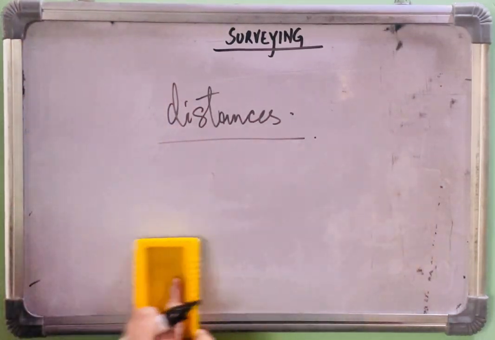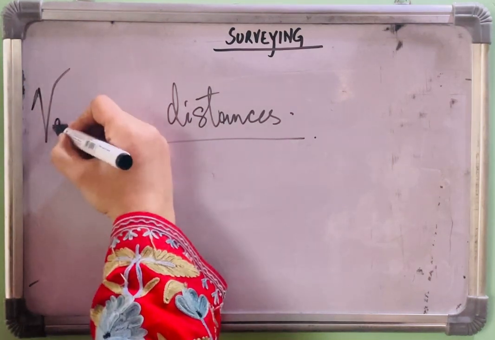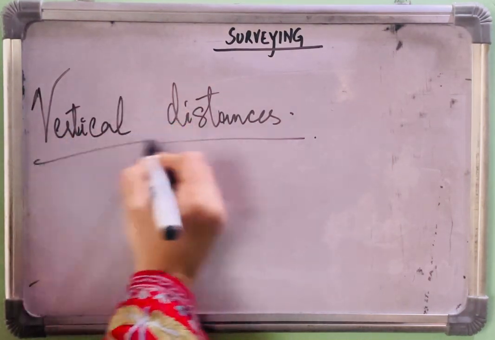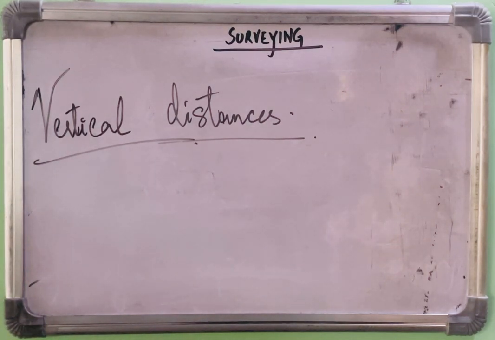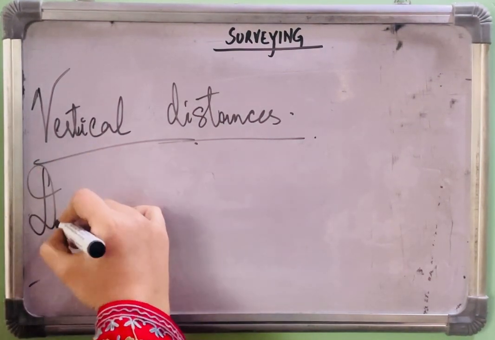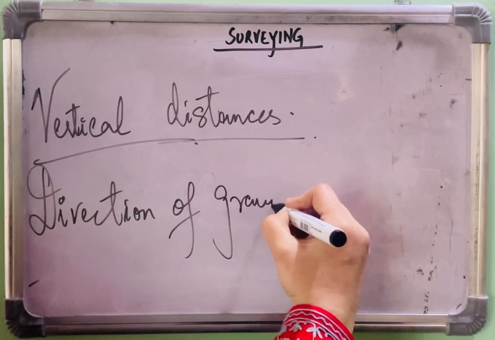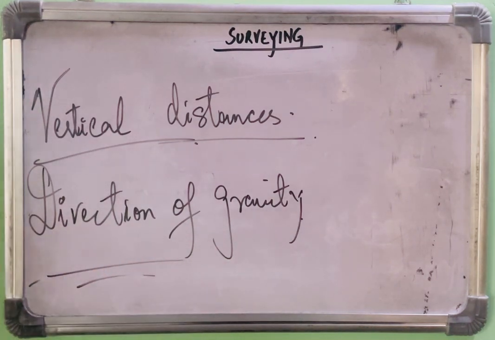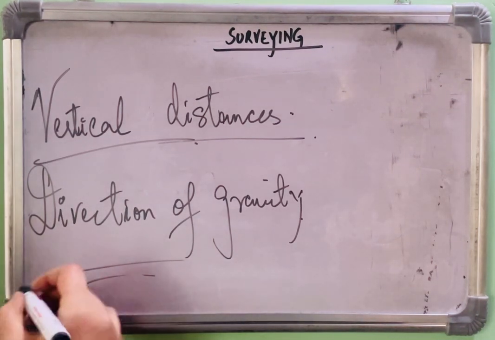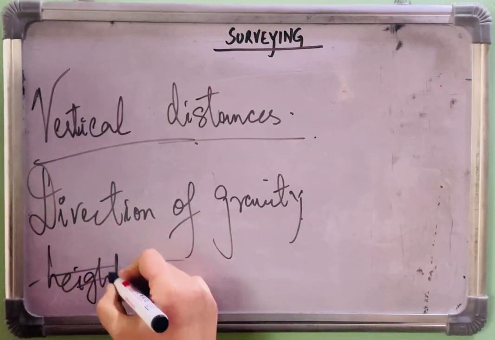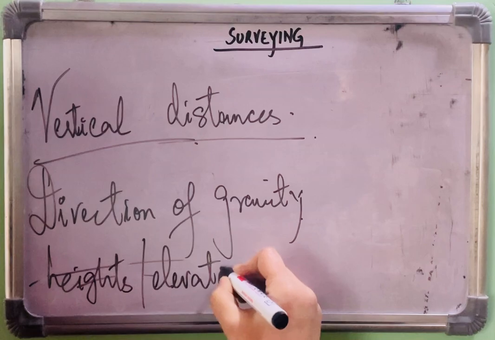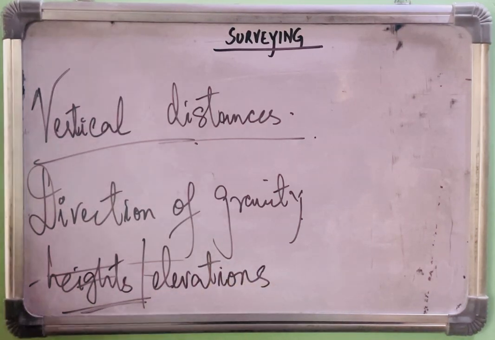Let's take the next one, vertical distances, also known as elevations. This is the second basic measurement taken in survey. A vertical distance is measured along the direction of gravity at that point. The vertical distances are measured to determine the difference in elevations or heights of the various points. Heights or elevations of various points are determined by taking the vertical distances.